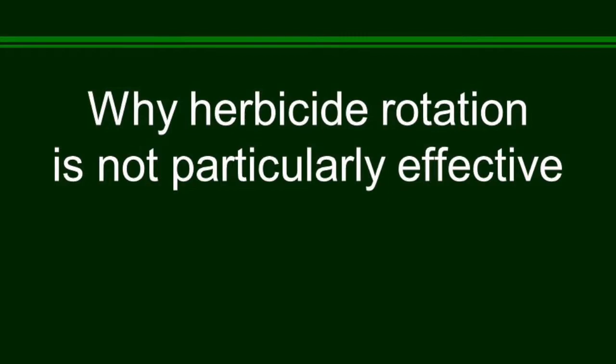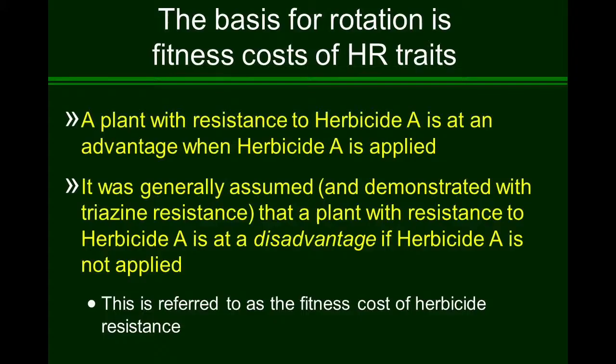And so the reason why herbicide rotation is not particularly effective is that in order to understand why it should be effective, you have to understand this idea of a fitness cost. So the basis for herbicide rotation to be an effective herbicide mitigation strategy is there's a cost of resistance, and this cost is a fitness cost in the absence of that herbicide. Okay, so what do I mean by this fitness cost? Well, a plant that is resistant to herbicide A is obviously at an advantage relative to its neighbor that doesn't have resistance to herbicide A when herbicide A is applied, right? The resistant plant will survive, its neighbor won't, okay?